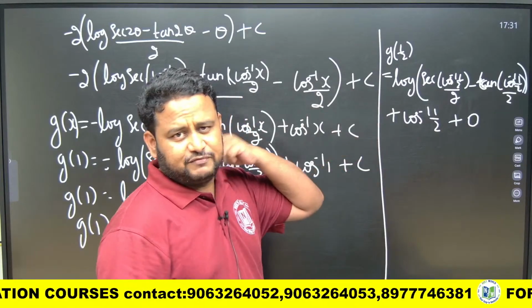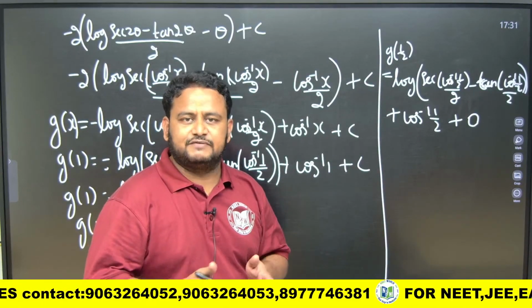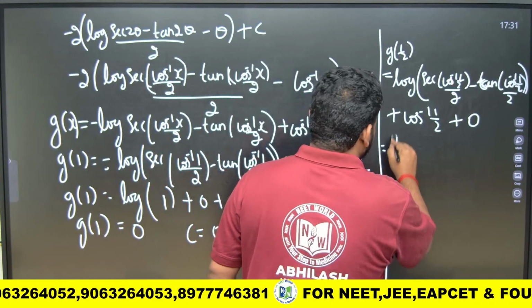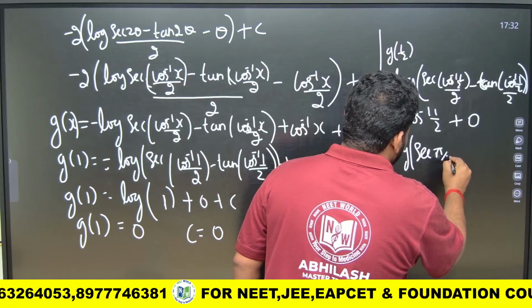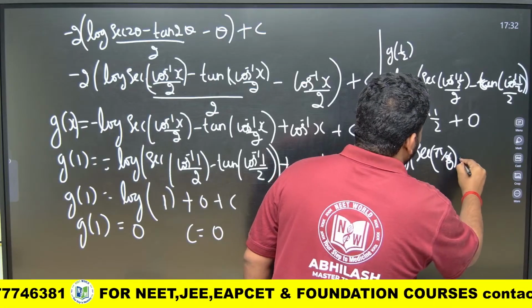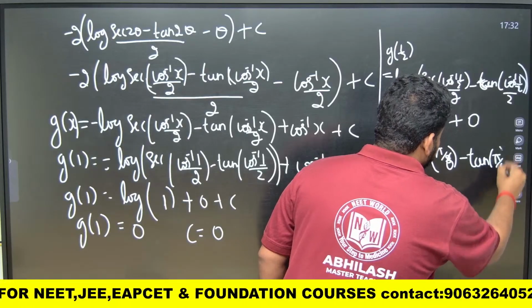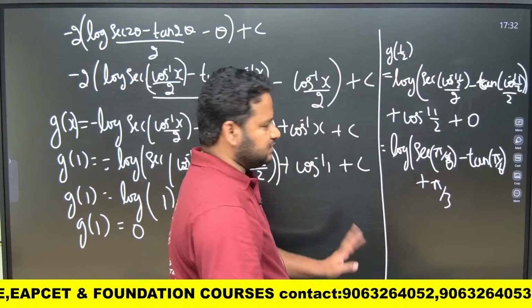Cos inverse of 1 by 2, what value will we get? Cos inverse of 1 by 2 is when theta is equal to pi by 3. So this is equal to log of secant of pi by 3 by 2, that means pi by 6, secant pi by 6 minus tan pi by 6, plus cos inverse of 1 by 2, which is pi by 3.